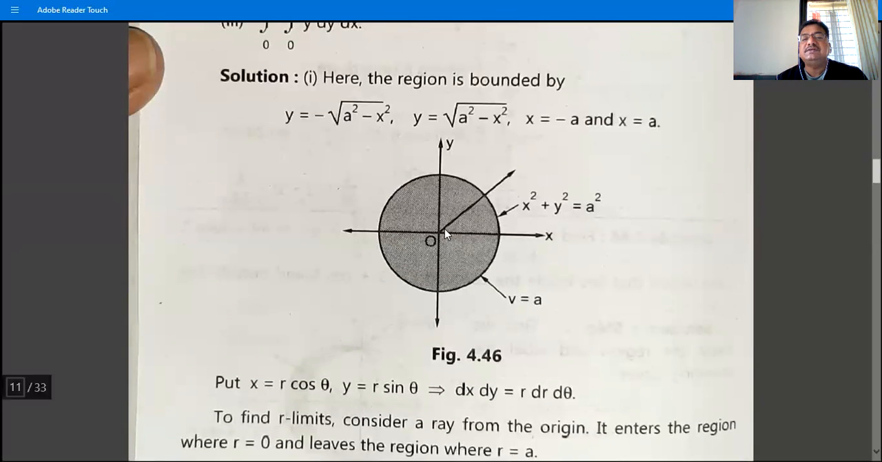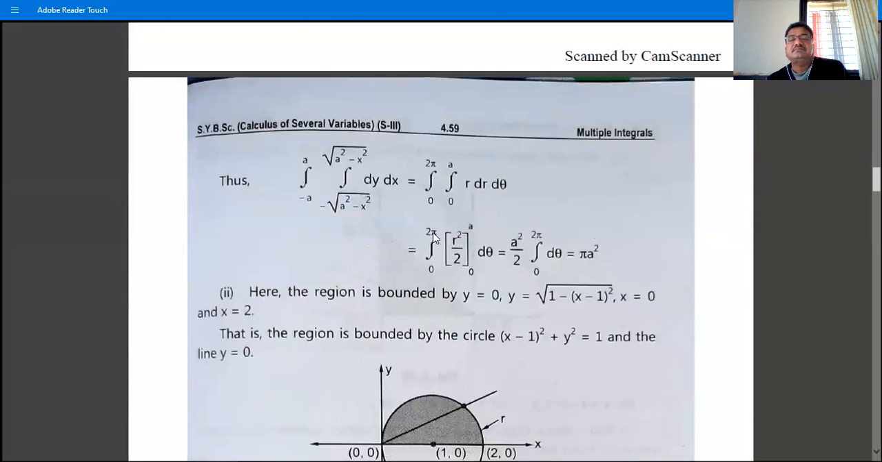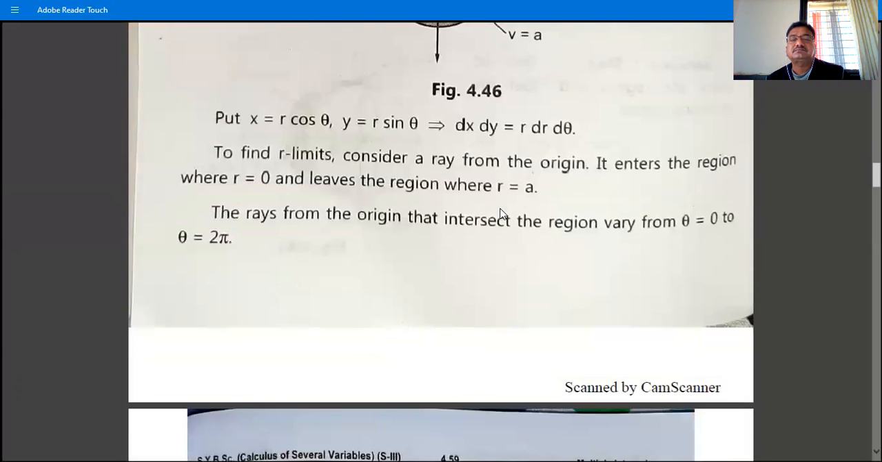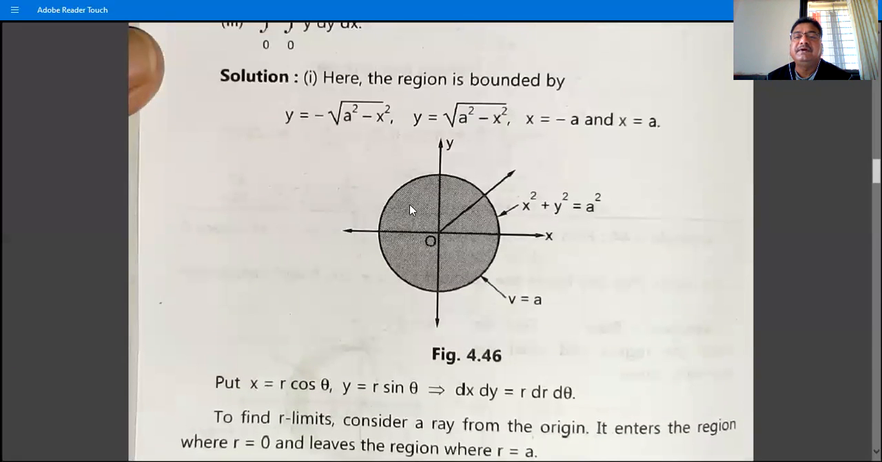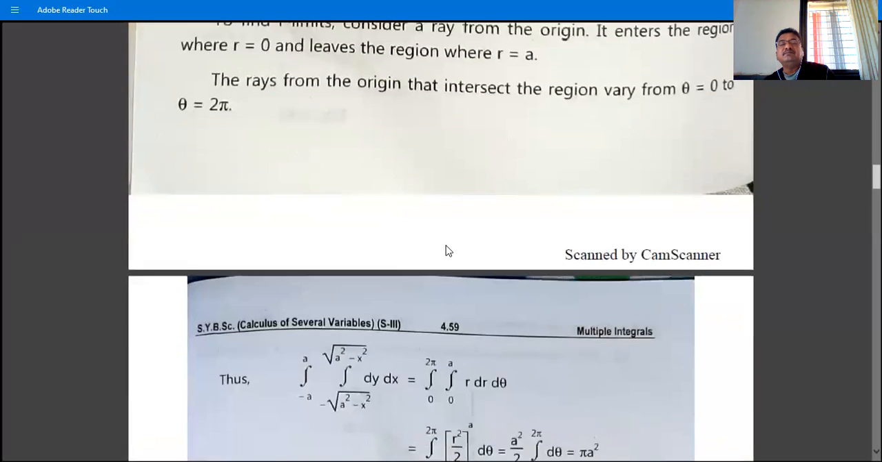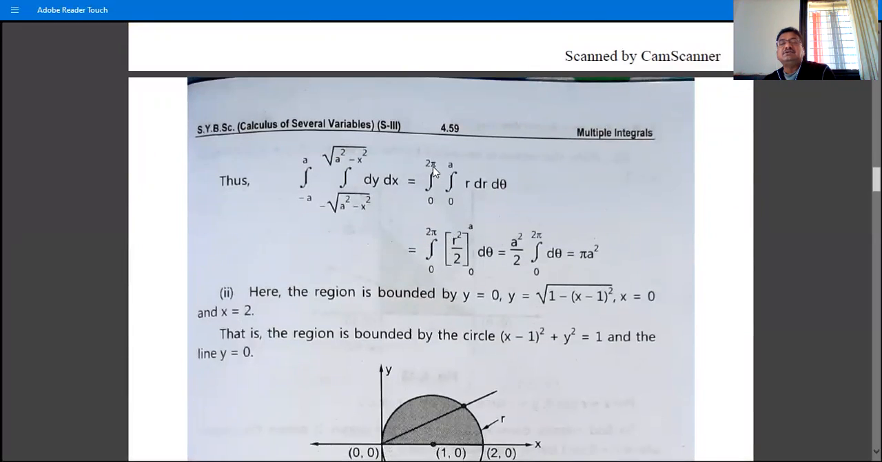In order to cover this region, we have to move theta from this point to this point, that is 360 degrees. So the given integration has limits 0 to 2 pi on theta, 0 to a on r, and r dr d theta. From the figure we observe the limit of r and the limit of theta. So this is converted to a double integration from 0 to 2 pi, 0 to a, and dy dx or dx dy is replaced by r dr d theta because of that theorem.